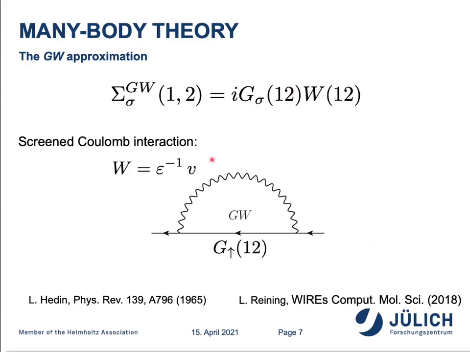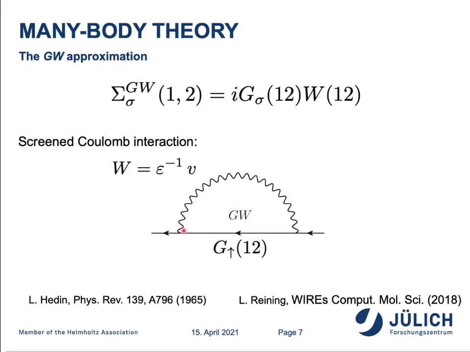Looking at the corresponding Feynman diagram, one can understand the essence of this approximation. A propagating particle induces a perturbation in the system of the interacting electrons such that the perturbed environment acts back on the particle via a dynamical screened Coulomb potential.